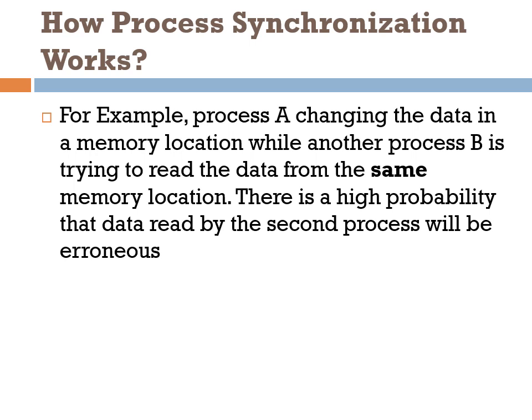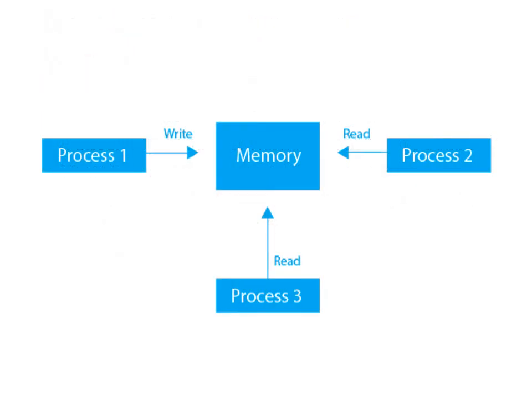So, how does process synchronization work? Let us understand it by an example. We can see that the example is on the PPT: a process A is changing the data in a memory location while another process B is trying to read the data from the same memory location. Now, there is a high possibility that the data read by the second process will be erroneous. Here, the word erroneous means wrong. We can see this with the help of a diagram.